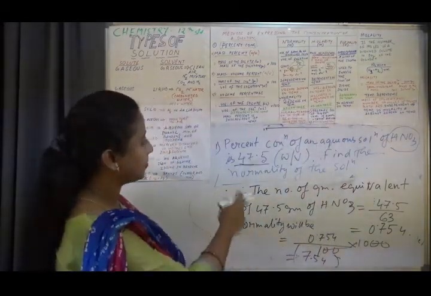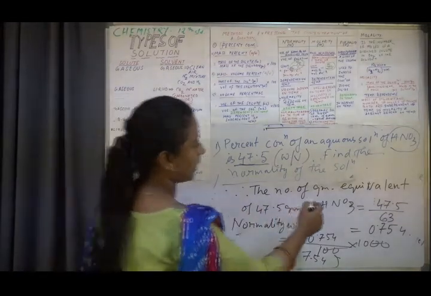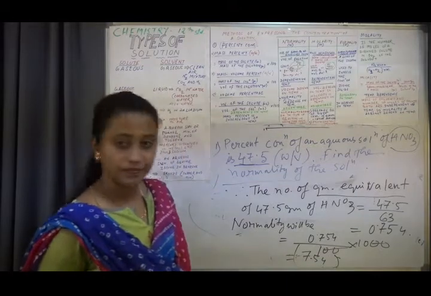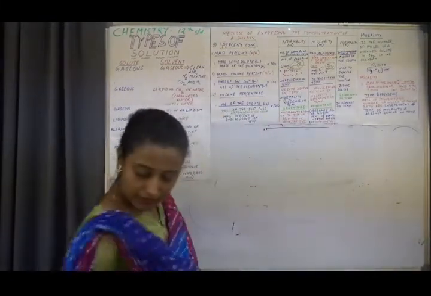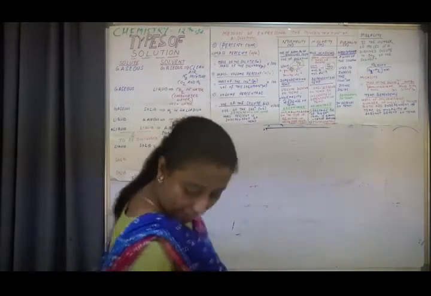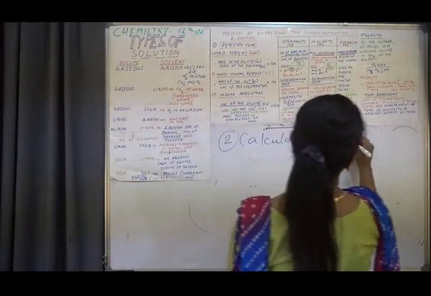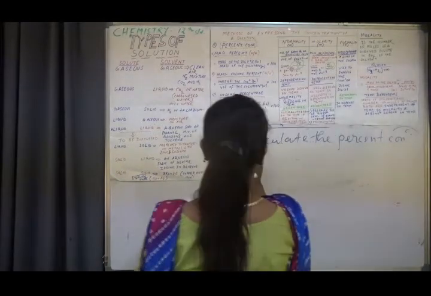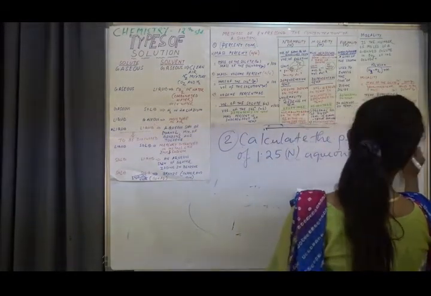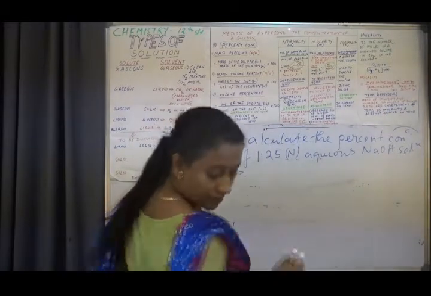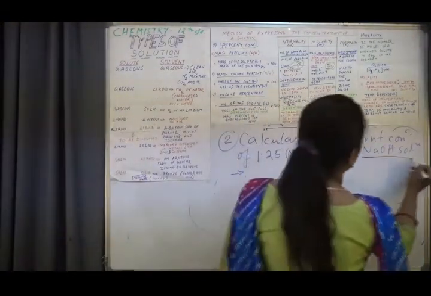Okay, this is one type of sum which depends on the normality. This type of sums will come in the exam. So first of all, you have to find out the gram equivalent weight, then you have to find out the normality. Then another sum I am writing on the percentage concentration. Calculate the percent concentration of 1.25 normal aqueous NaOH solution, sodium hydroxide solution.